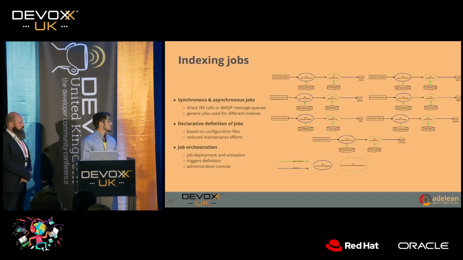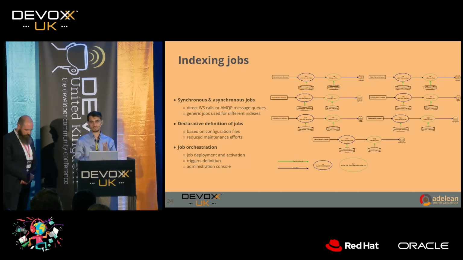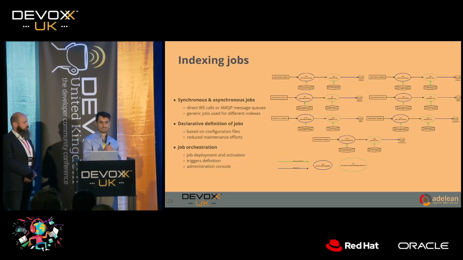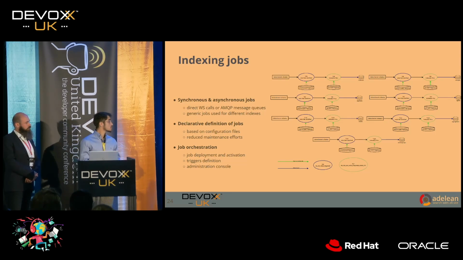And so, how are we indexing all this? We take the fragment, we transform them through GSLT, and then we need to index them. So we're actually using synchronous and asynchronous jobs. For synchronous, we have direct web service calls, and for asynchronous, we have AMQP message queues. We have generic jobs that are defined in a declarative way, and that can be triggered.